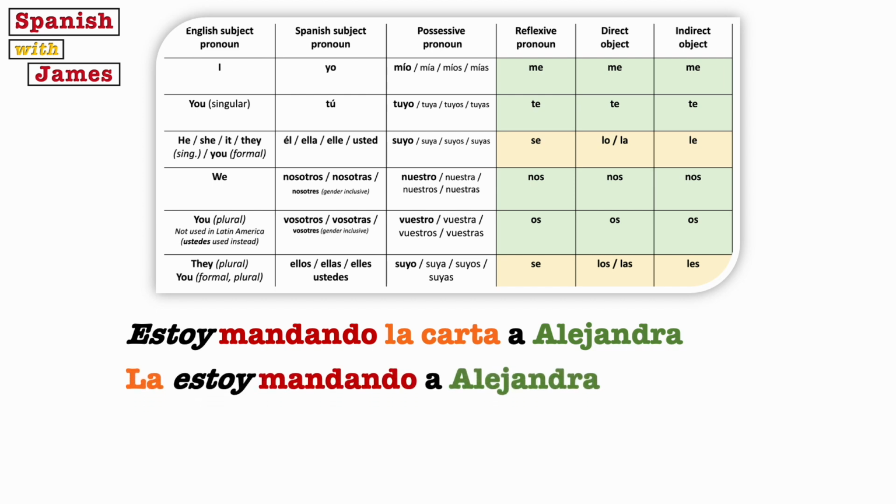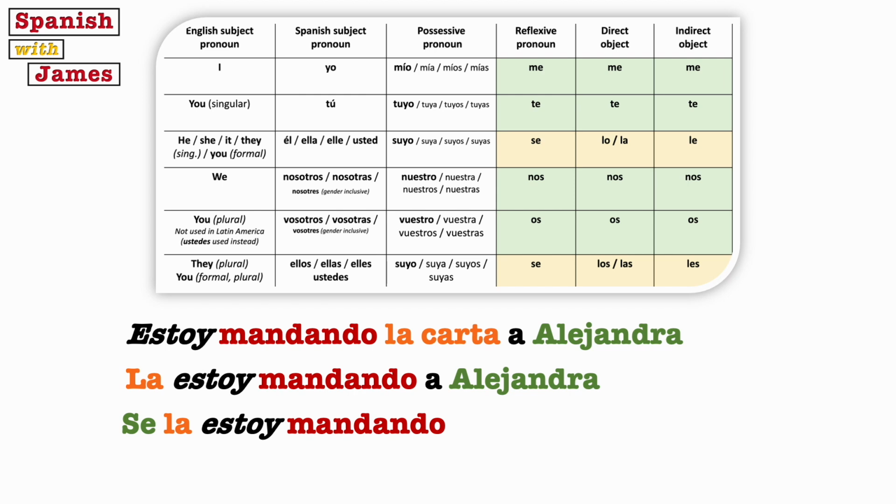La estoy mandando a Alejandra. Once again, it goes before my first conjugated verb. La voy a mandar, la estoy mandando. Here I've just dropped the yo. Now that we've used that enough, I've talked about it being a pro-drop language. You don't really need it pretty much all the time. Se la estoy mandando. Okay, once again, it's indirect, then the direct, then your conjugated verbs.